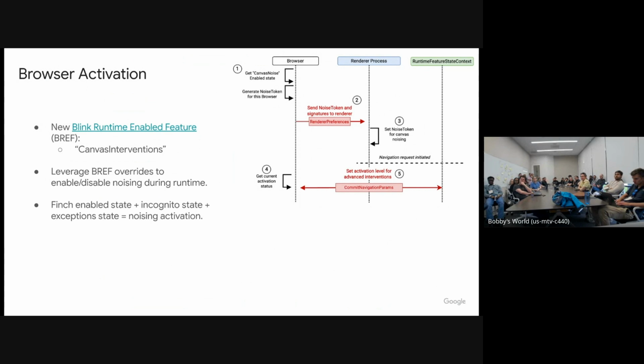And how we determine whether or not we want to enable the canvas interventions flag is the combination of the Finch state, which we're going to call the canvas noise feature flag, whether or not we're in incognito, and whether or not we have any exceptions, like URL-level exceptions or user bypass, and so on and so forth.